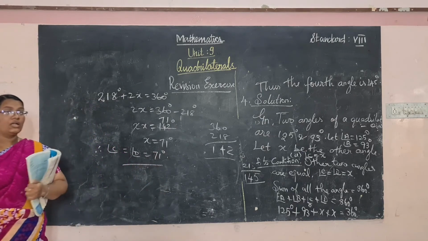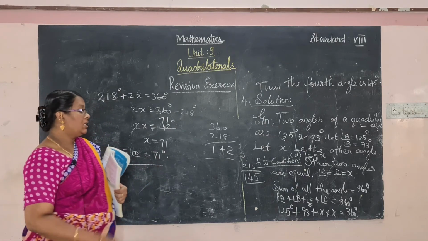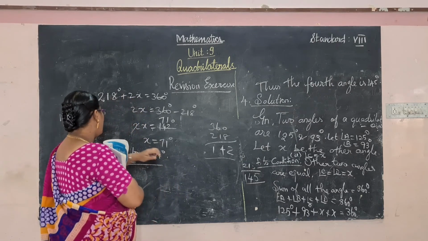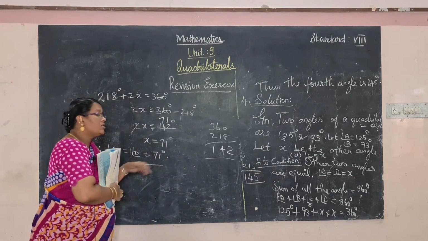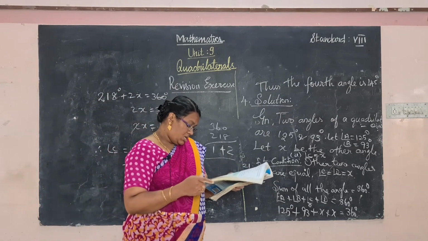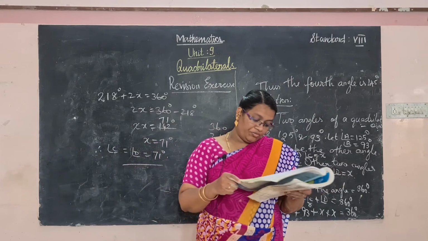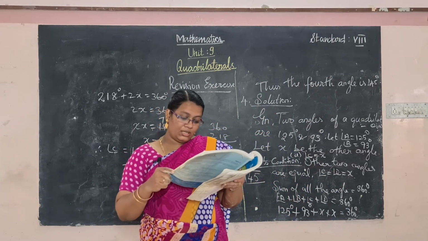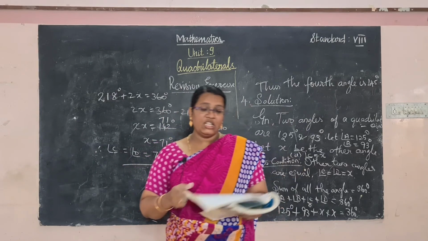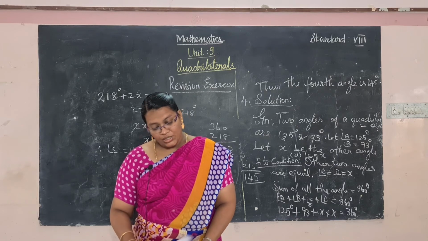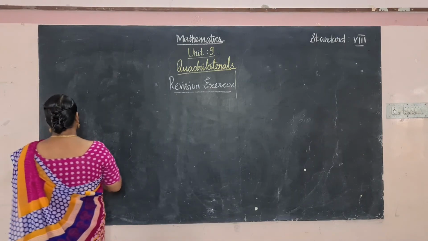Why are both angles equal? Because of the condition, other two angles are equal. So the angle of C and D is equal to 71 degree. Okay, now move to the fifth one. The angles of the quadrilateral are in a ratio 1:2:3:4. Find the measure of each angle. Fifth problem.